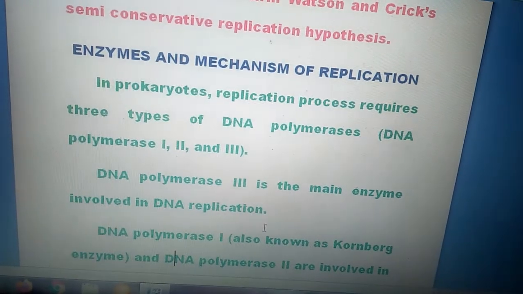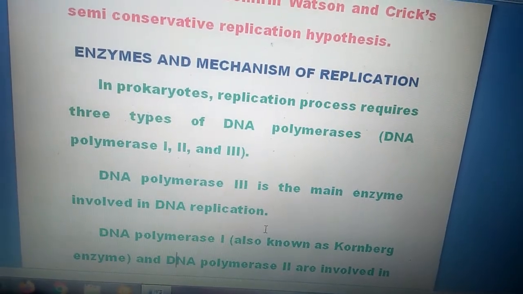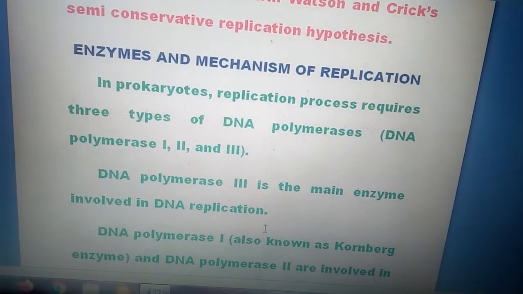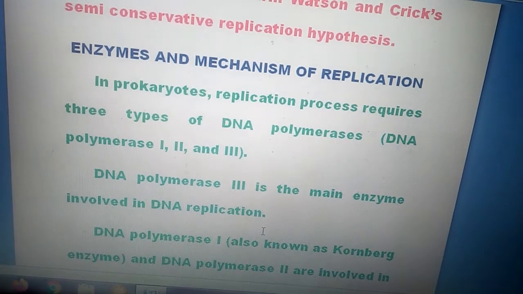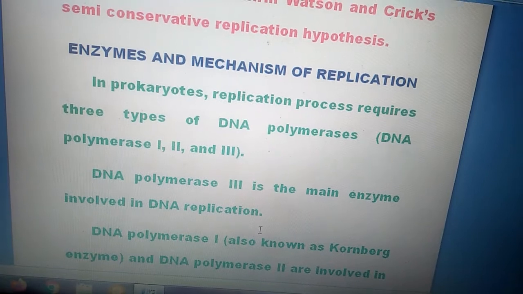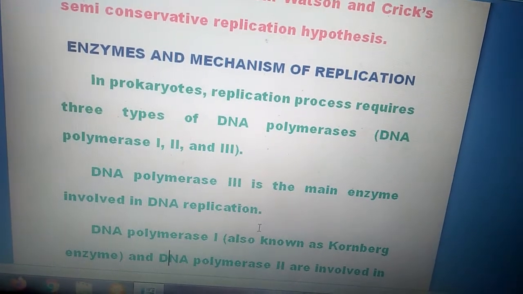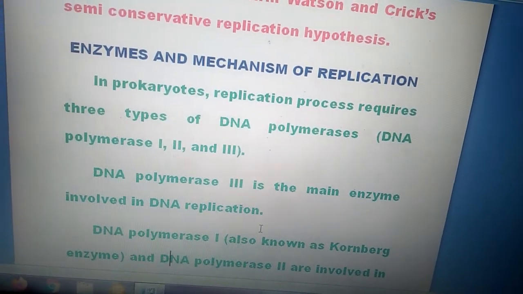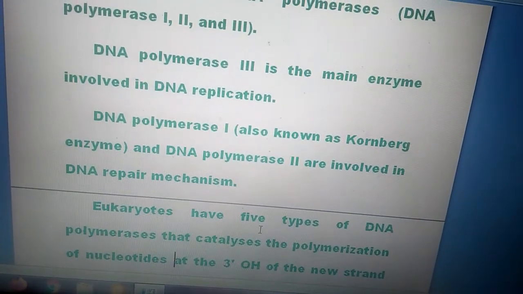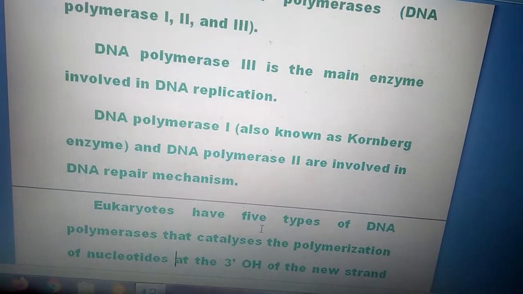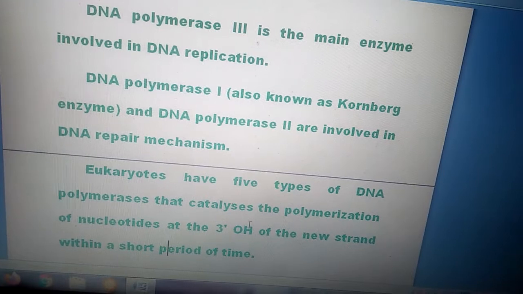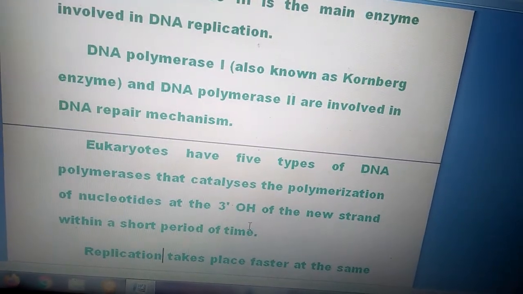The enzyme and mechanism of replication. In prokaryotes, the replication process requires three types of DNA polymerases: DNA polymerase 1, 2 and 3. DNA polymerase 3 is the main enzyme involved in DNA replication. DNA polymerase 1 and DNA polymerase 2 are involved in DNA repair mechanism.